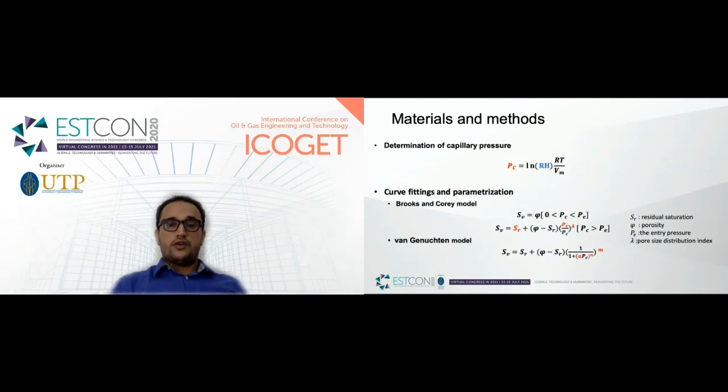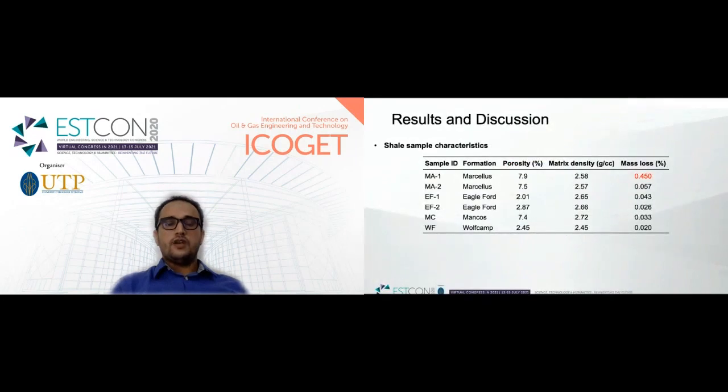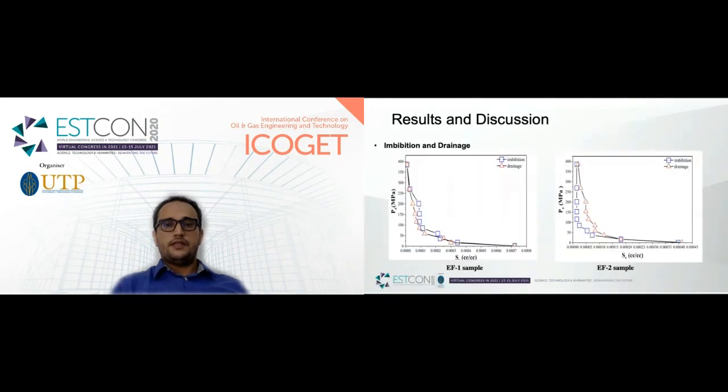And to make sure that our method is practical, we fitted our results to two very well-established models, the Brooks and Corey model and the van Genuchten model. These are the results of the assessment of our samples, including the porosity, matrix density, and the mass loss. We can see that the mass loss is very minimal.